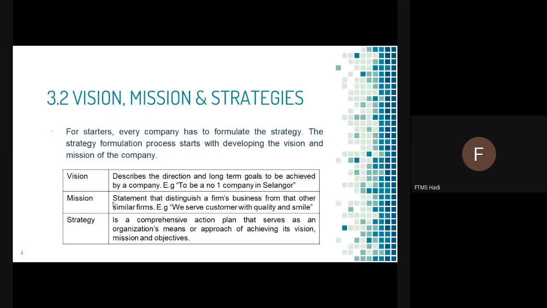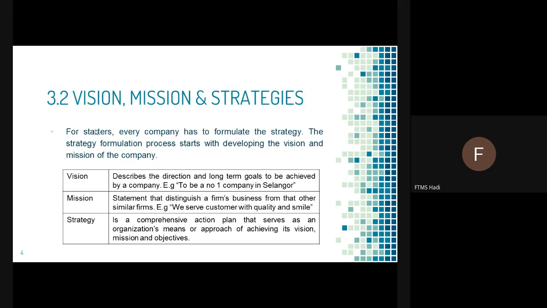Okay, vision, mission, and strategies of a project. Alright, this is then overview of what the project is all about and how to achieve the success of the project. Okay, as for starters, every company has to formulate the strategy. That means they have to come up with the master plan. So the strategy formulation process starts with developing the vision and mission of the company. So let's have a look at what is the difference between vision, mission, and also strategy.